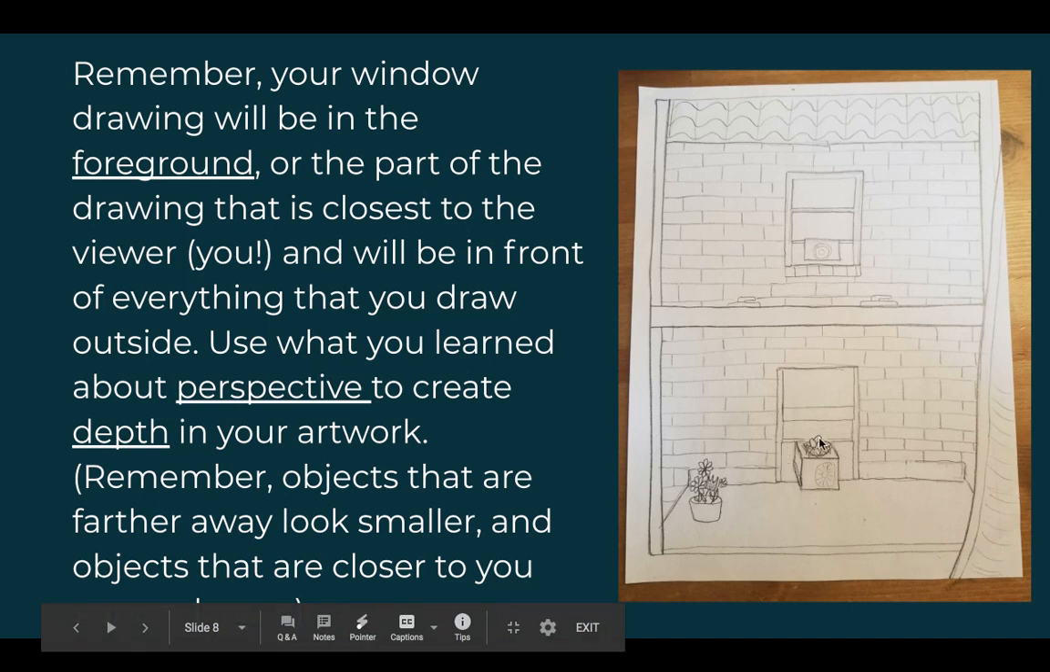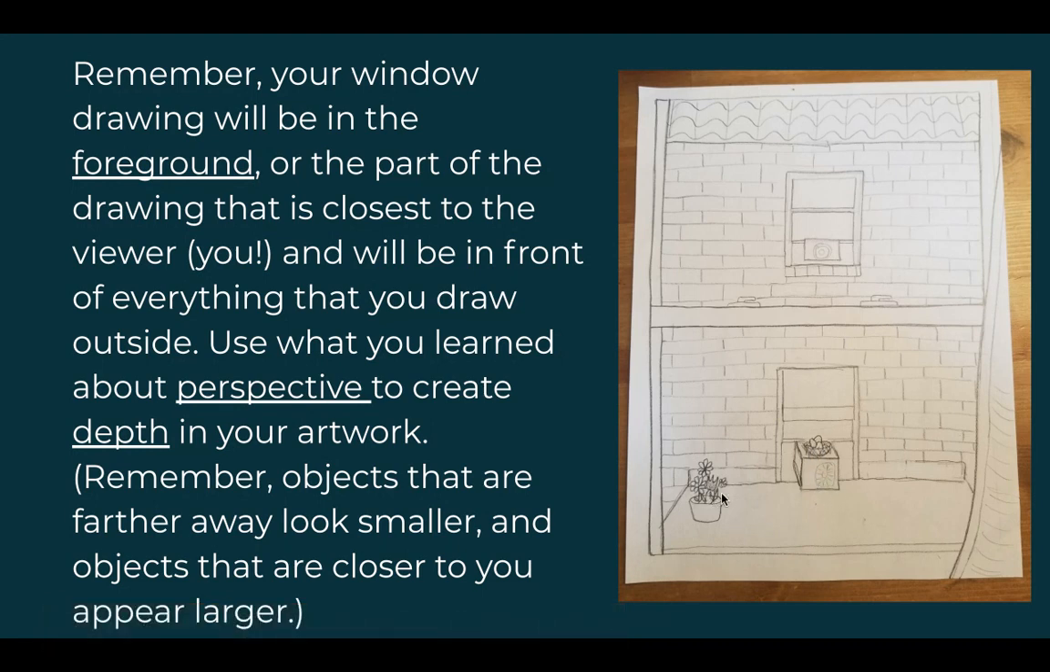And things that are in my background here appear smaller. So like the bird nest, the flower pot, these smaller windows that are outside, right? Those are not in my foreground. Those are farther away, so they appear smaller.